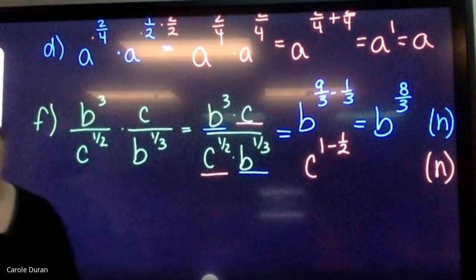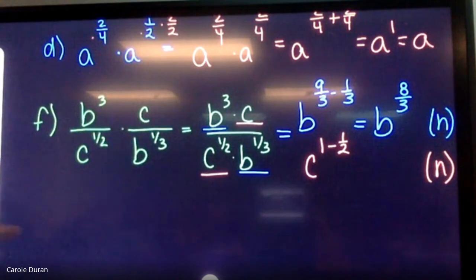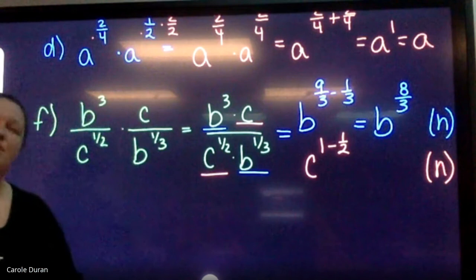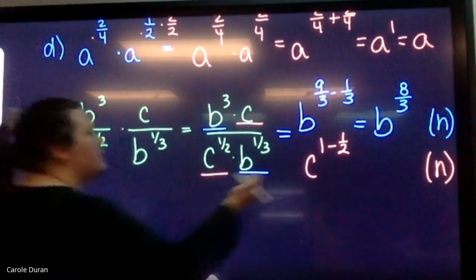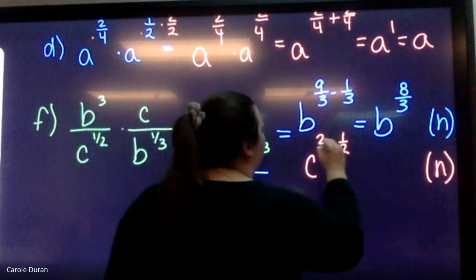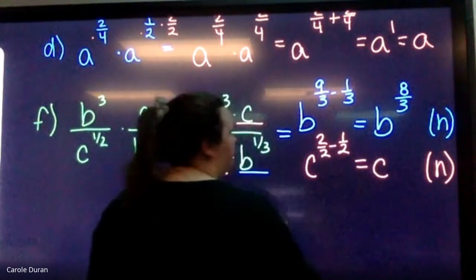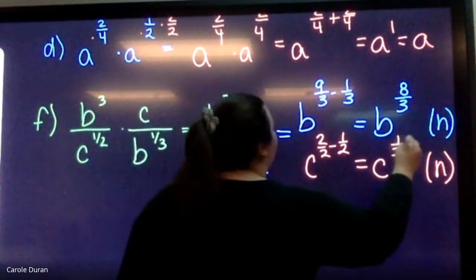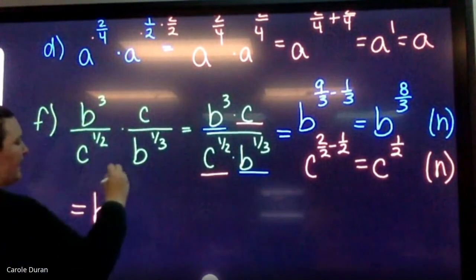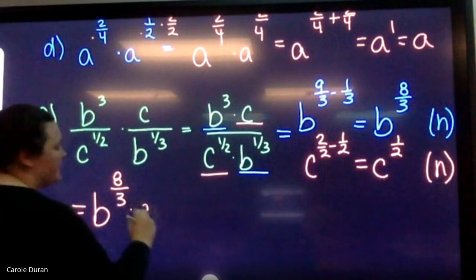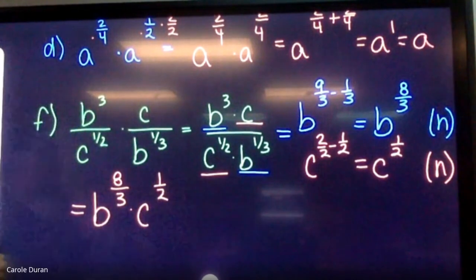Of course, you can't just subtract a fraction from 1. So I need to change it into a fraction with a denominator of 2. So 1 is equal to what over 2? 2. So that becomes 2 over 2 minus 1 over 2, which equals what? C to the 1/2. So that means my final answer is b to the 8/3 times c to the 1/2, both in the numerator. And then we're done.